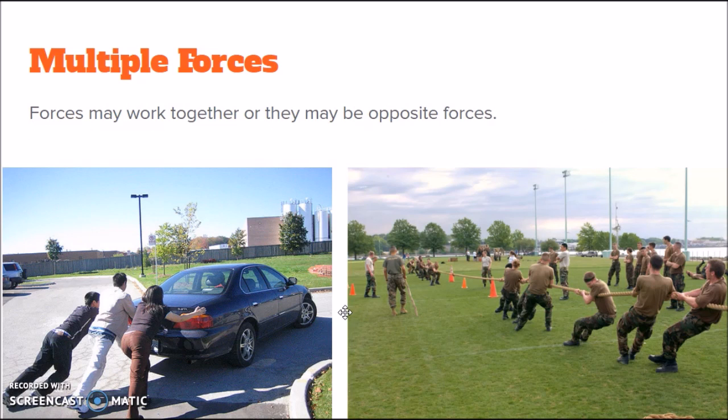Forces that work together may be opposite forces. So these people all pushing together were not opposite. They were pushing in the same direction. But when you have a tug of war, you have forces acting on the rope in opposite directions. This team over here is pulling this way. This team on this side is pulling the opposite direction. So it could be that the forces acting are opposite. In fact, it's quite often that they are.